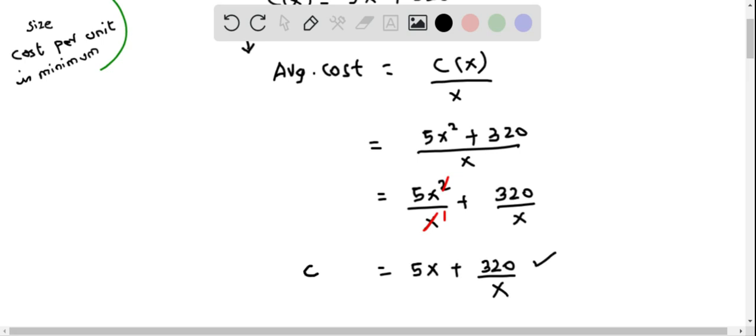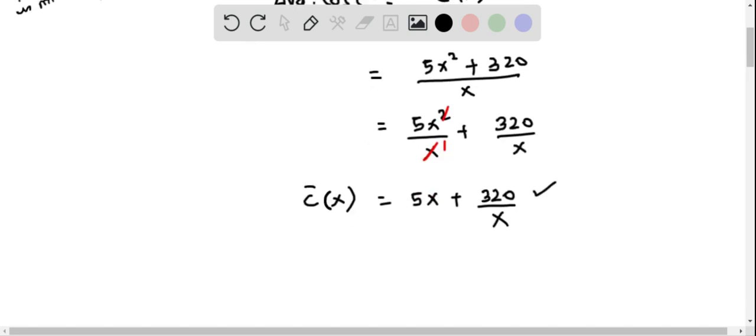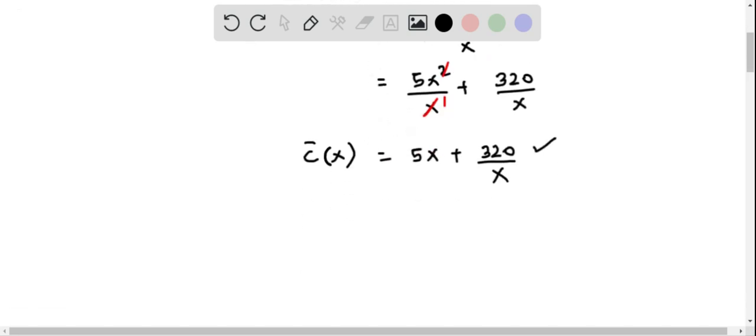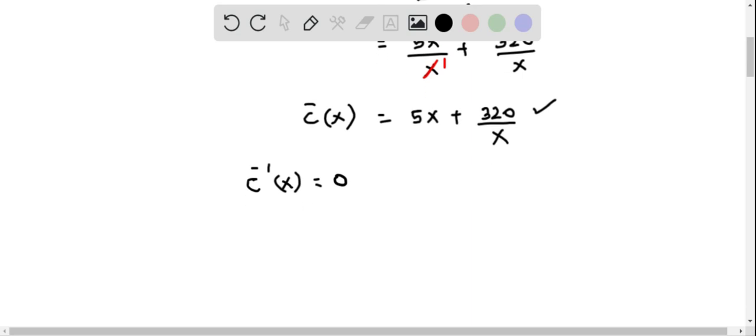We can write this as c bar of x, and we want to determine the size such that this average cost is minimum. So that can be determined when we set up this equation, that is c bar prime of x equal to 0 and solving for x. So it's basically finding the critical point of the average cost function. So let's do that. I'm going to differentiate this average cost function with respect to x.